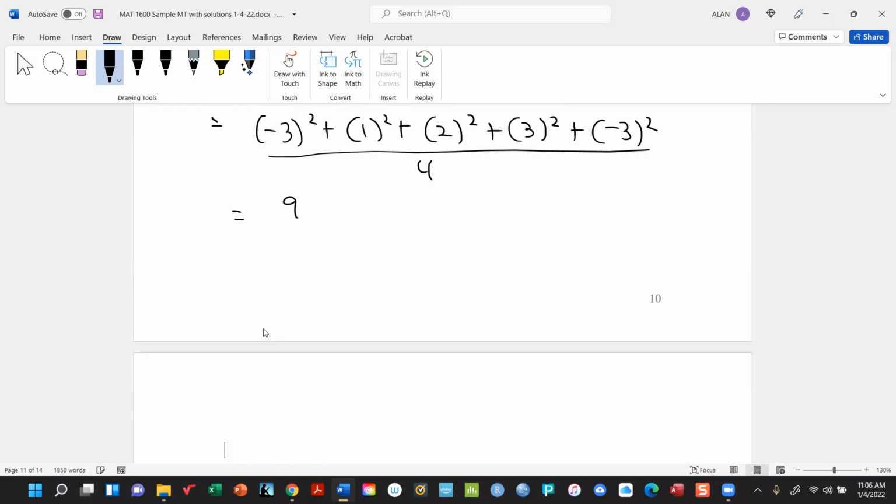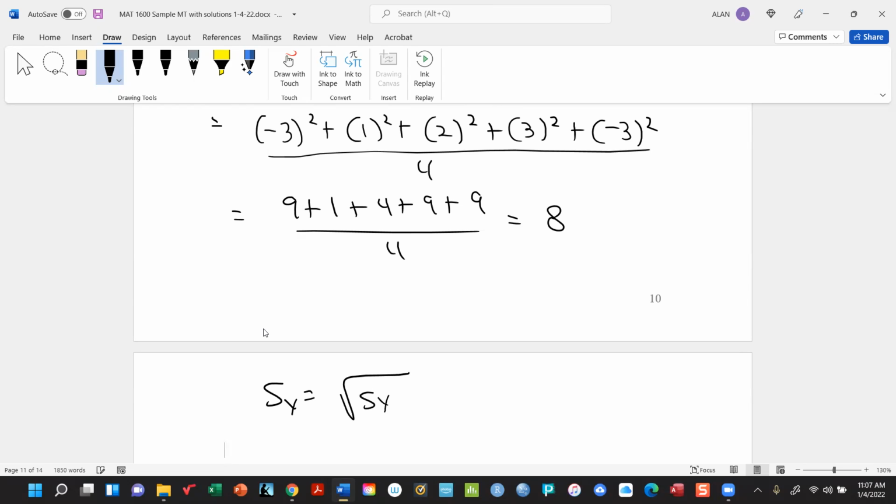So I have 9 plus 1 plus 4 plus 9 plus 9. And that is 8. What do you know? It's exactly 8. Yeah, sometimes it works out nicely. Okay, and then, of course, that's not what we're interested in. The square root of 8 is approximately equal to 2.828.